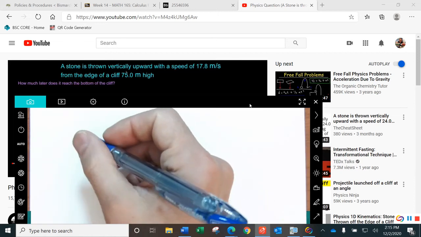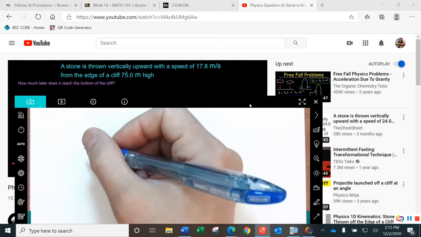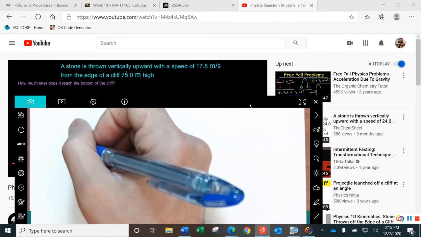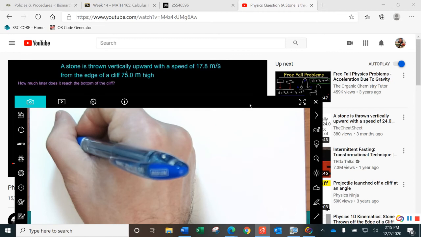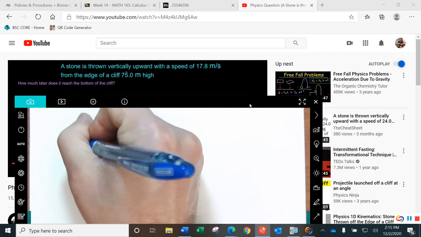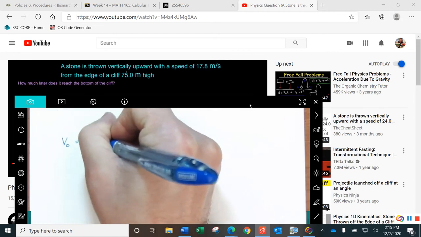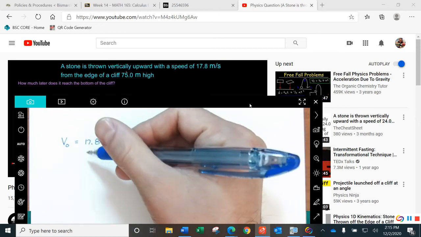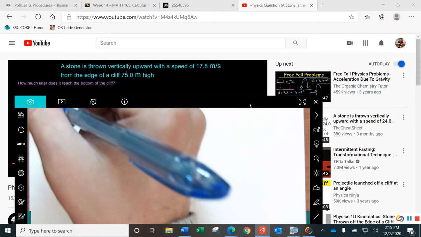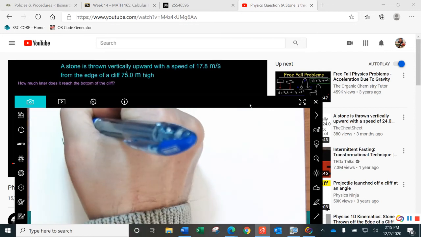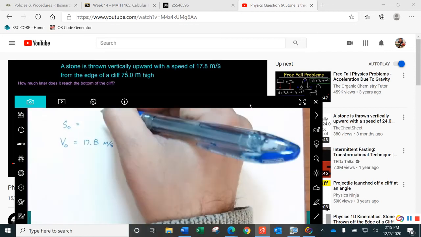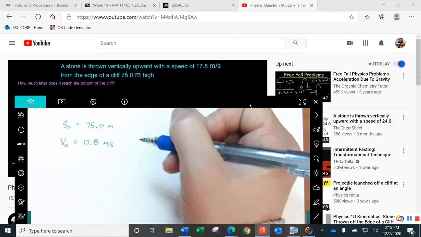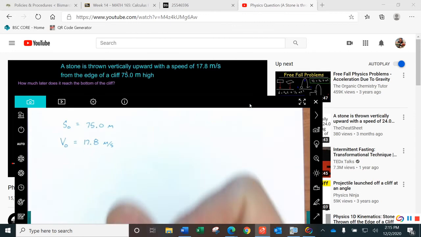So it's not just dropped off the edge of this cliff. It's thrown vertically with a speed of 17.8 meters per second. So I'm going to use V naught is 17.8 meters per second. Now that's upward, so I'll leave it a positive value. The initial position, I'll use S for our position, is 75.0 meters.